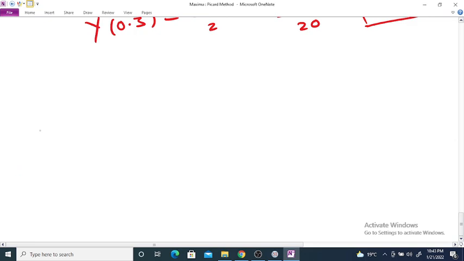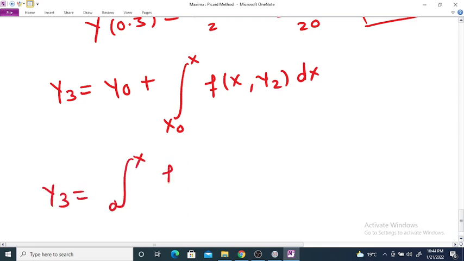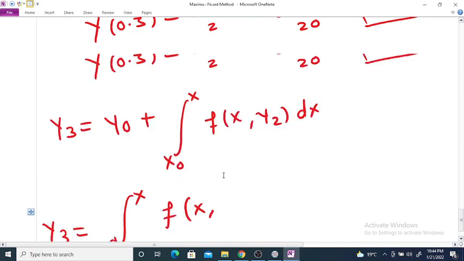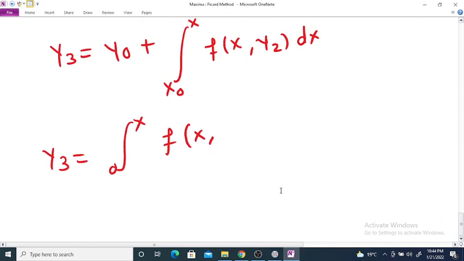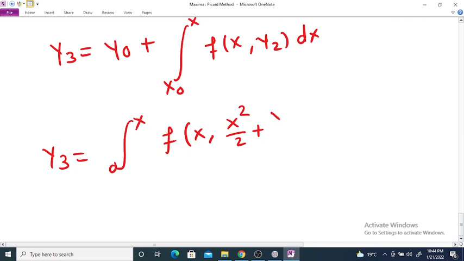So we are going to calculate the next iteration. For y3 is equal to y0 plus the integral x0 to x f of x y2 dx. So y3 is equal to y0, which is 0, plus the integral 0 to x f of x, where y2 is equal to x square by 2 plus x5 by 20, dx.